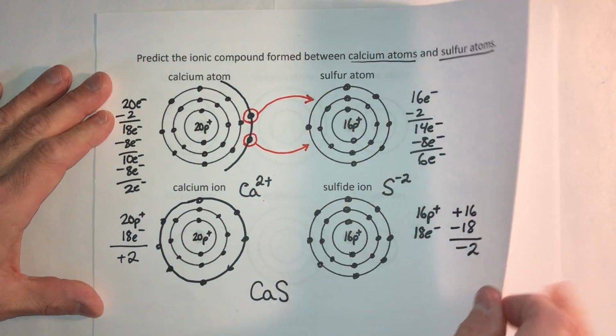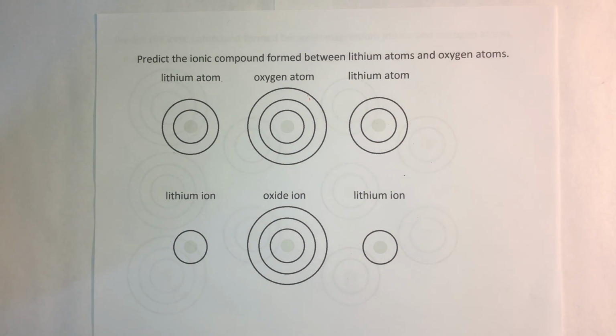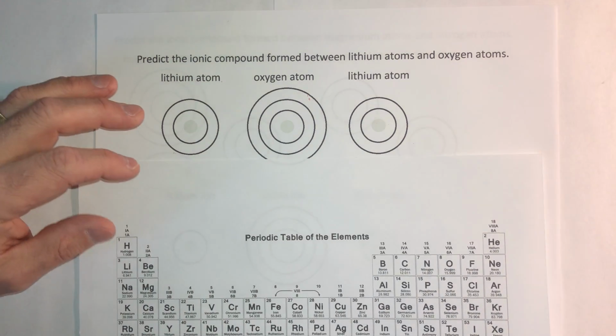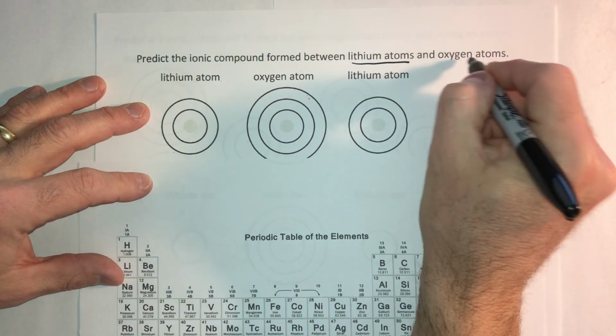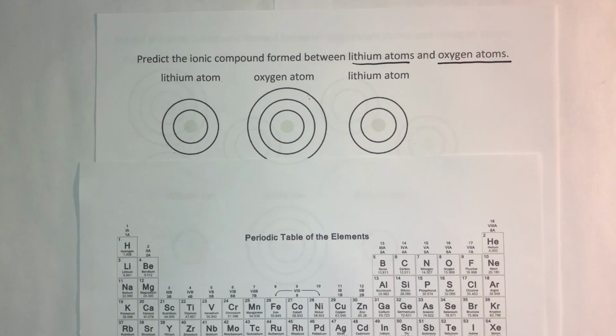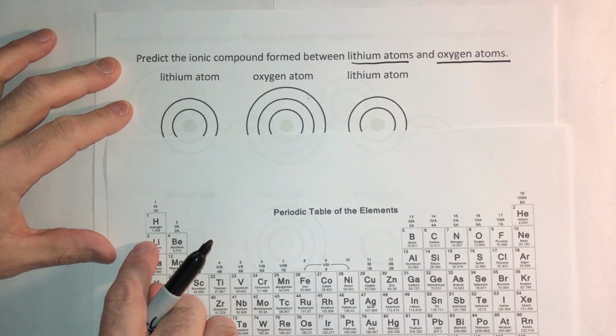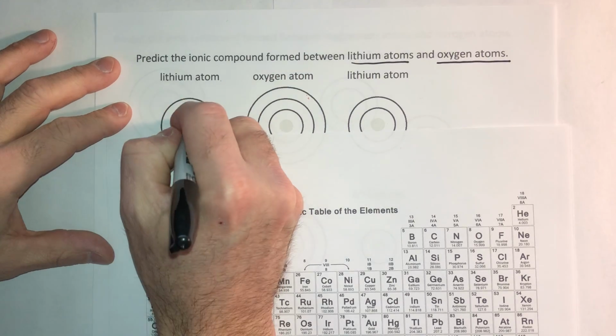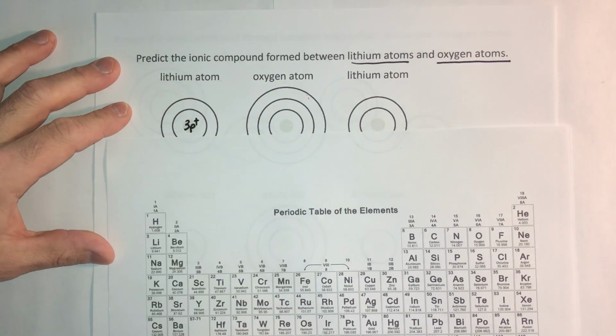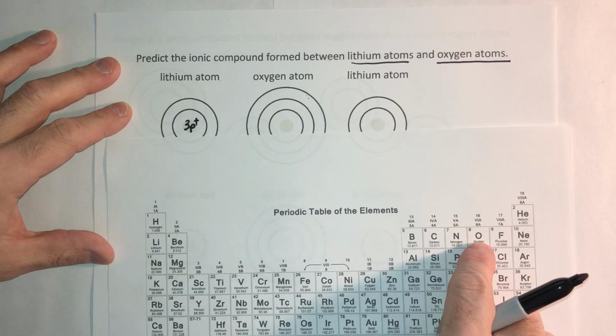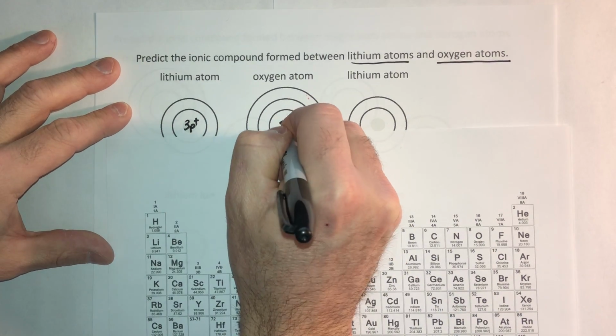Okay, let's stop doing the easier ones and let's do something a little bit harder. Let's say that we want to talk about lithium atoms joining with oxygen atoms. So if we haul out our periodic table, lithium is element number 3, so it has 3 protons. Oxygen is element 8, so it has 8 protons.